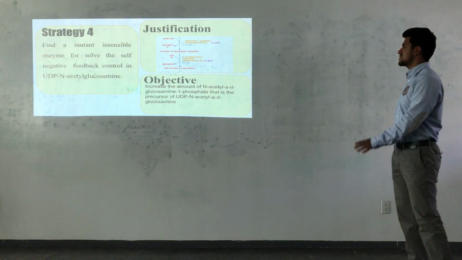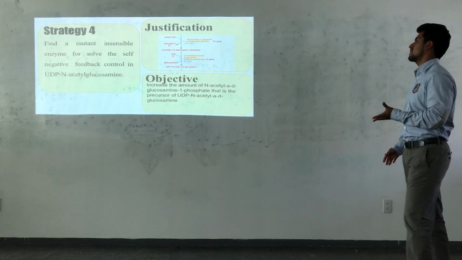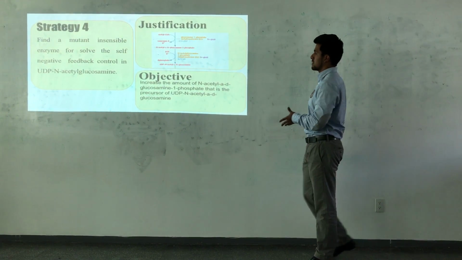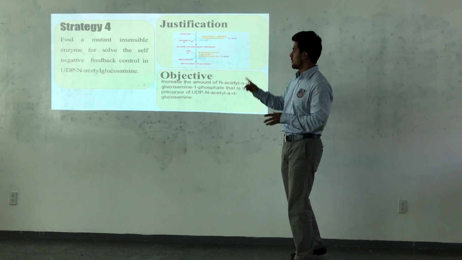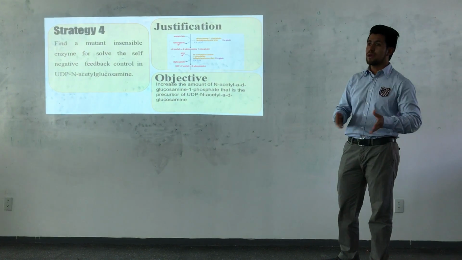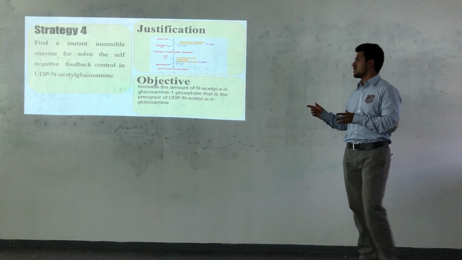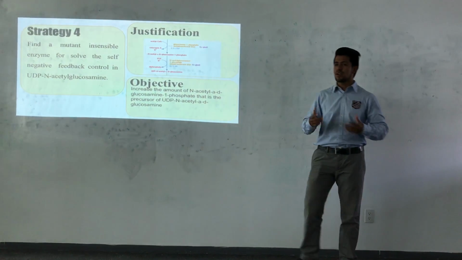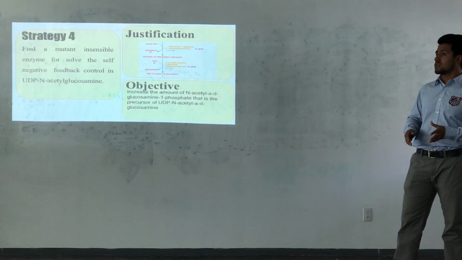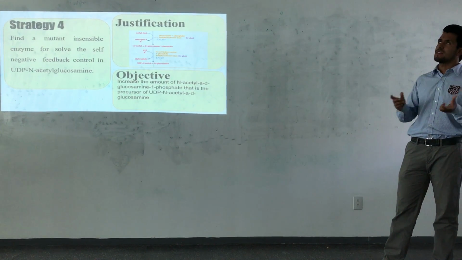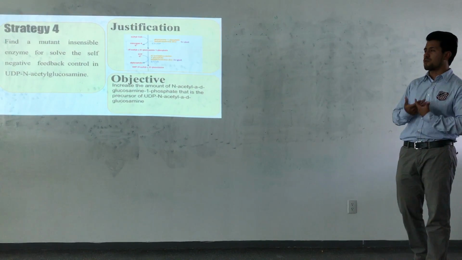Well, the second strategy is to find a glutamine-insensitive enzyme to solve the problem of negative feedback, because we checked in Metabolic that this pathway is negatively feedback controlled by the presence of N-acetyl-glucosamine. So if we find a mutant enzyme that is insensitive to the concentration of this substrate, we can keep increasing the amount of this product that is essential for the production of glucosamine, one of the principal substrates for the construction of our product.